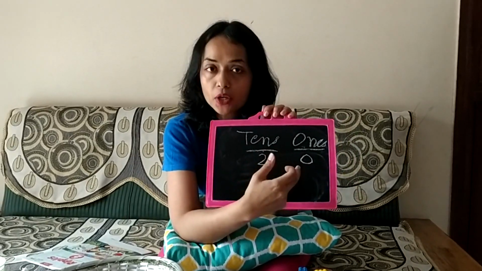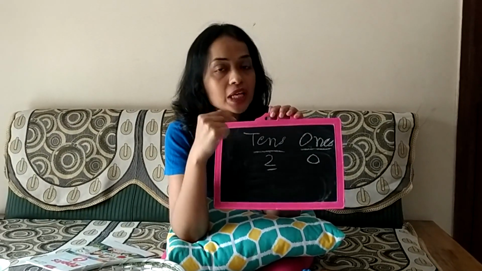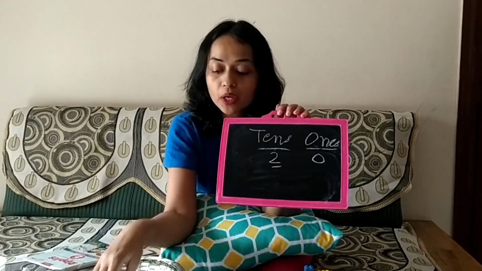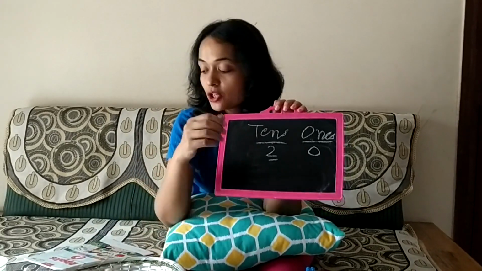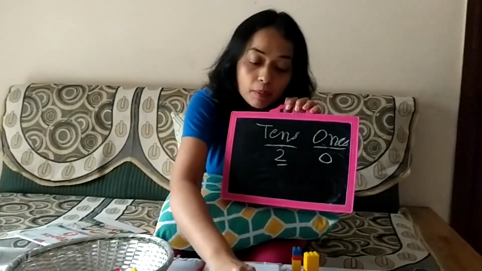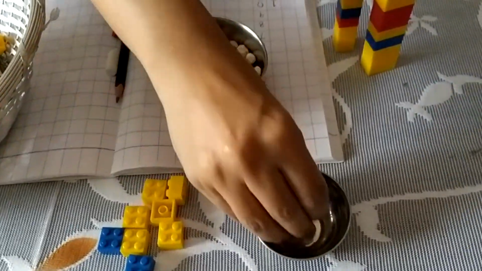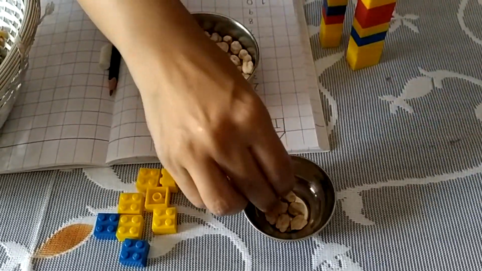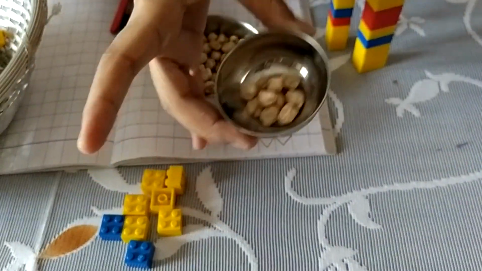need any more blocks. So this way, from number 1 to 20, you can practice the concept of tens and ones at home. Make this type of bundles, this type of tower, or you can make this type of bundles with the help of ice cream sticks. Or what else you can do? If you have this chana, chickpeas, you can make bundles out of this as well. Just count 10. 1, 2, 3, 4, 5, 6, 7, 8, 9 and 10. Now this is 1 ten, right?